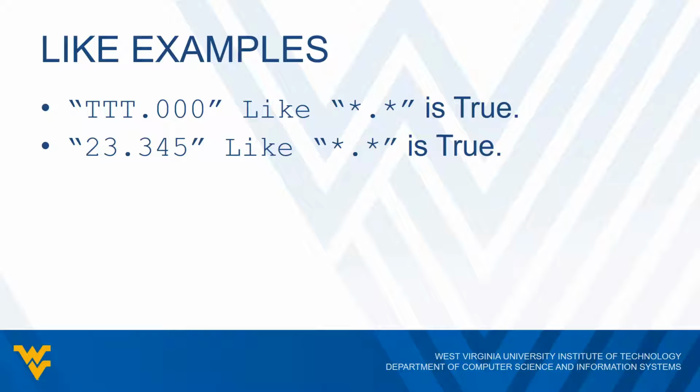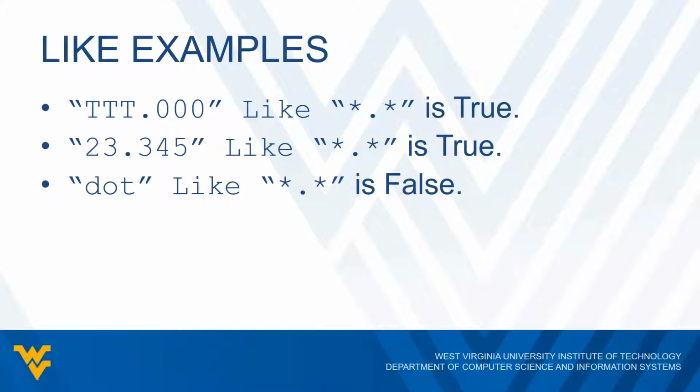Let's do another example. So here we have 23.345. Does that match our pattern? And the answer is yes, this is going to be true, because once again, we have a dot, and then we can have any number of characters before and any number of characters after. I didn't specify if they had to be letters or numbers. It can be any characters. So having 2, 3 in front of the dot is perfectly fine. Having 3, 4, 5 after the dot is perfectly fine.